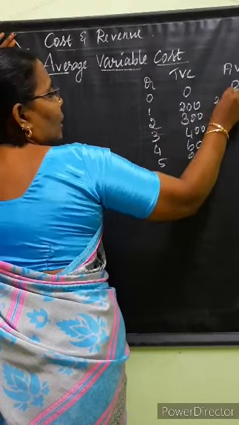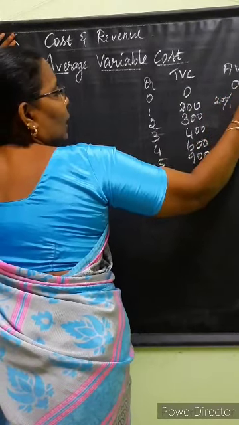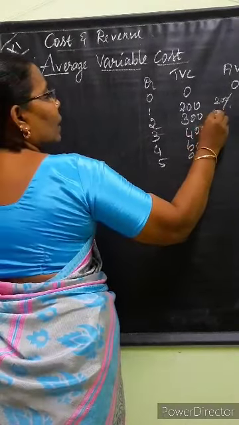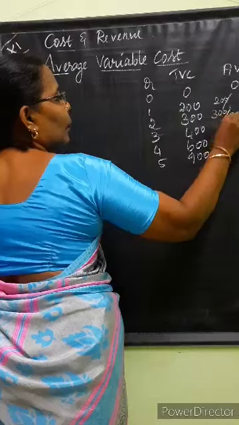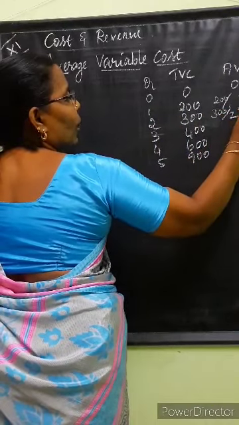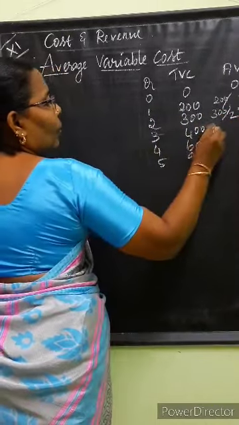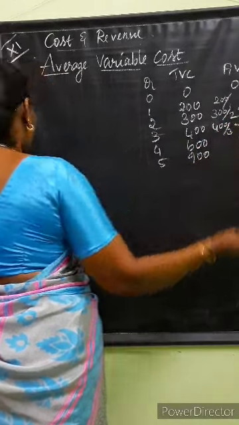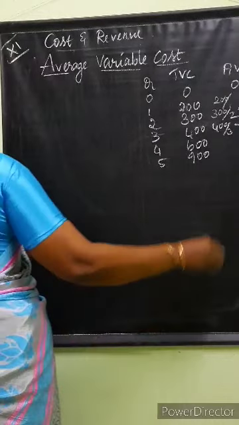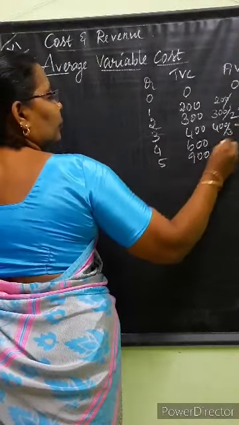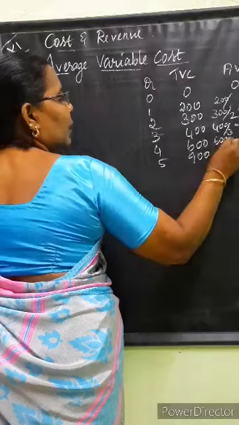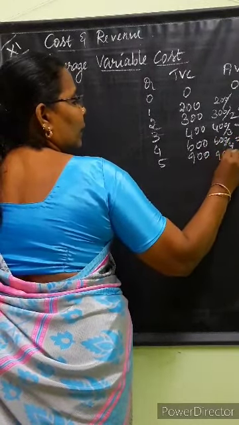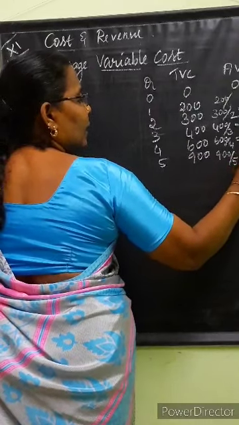So 200 by 1 is equal to 200. Isn't it, girls? And then 300 divided by 2, quantity 2, so 150. 400 divided by 3, so 133. 600 divided by 4, 150. 900 divided by 5, 180.